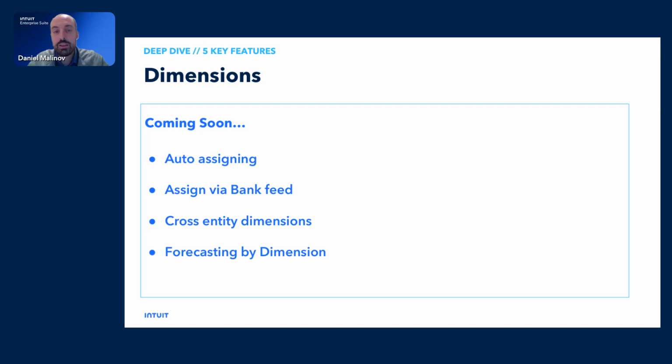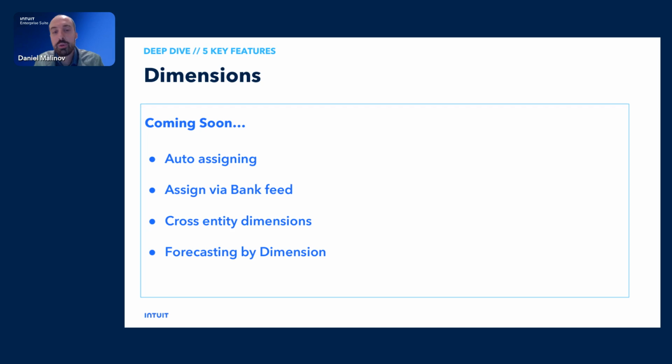Then there's assigning it through the bank feed. Instead of having to do it through a transaction form, we're also going to enable this at the bank feed level. So as your transactions are coming through the bank and you're categorizing, you'll be able to do the allocations to the dimensions then and there. And we will also have the auto assigning built in there. So you will have that kind of recommendation of a potential allocation, and then you can take the action as needed.